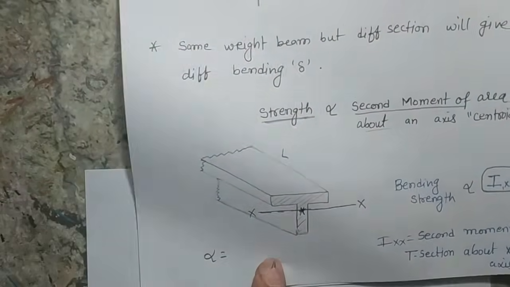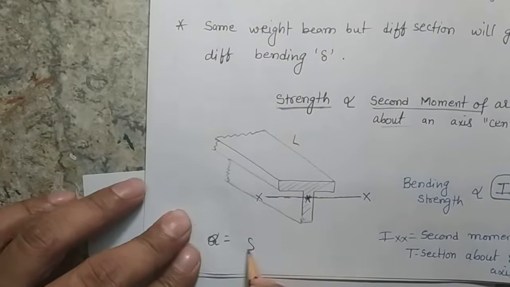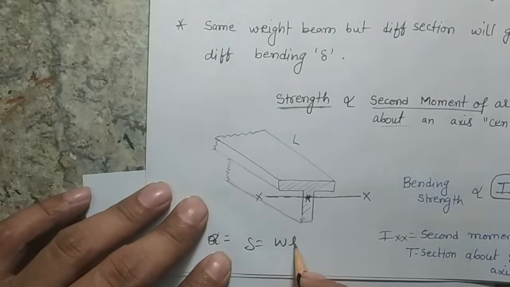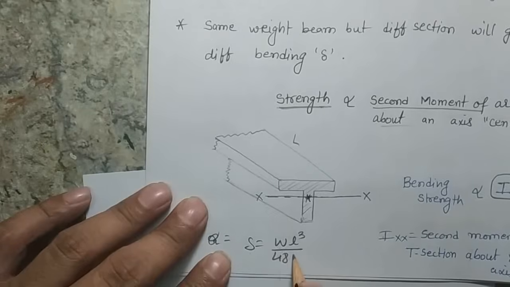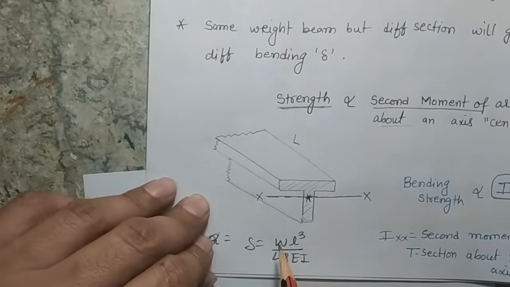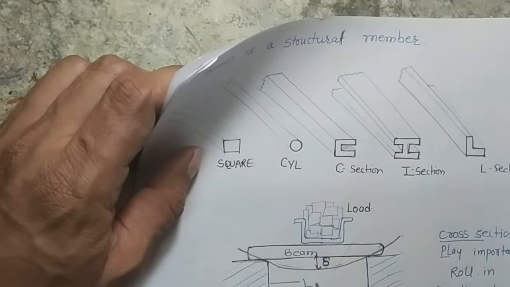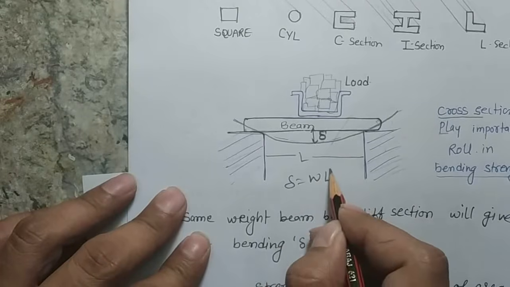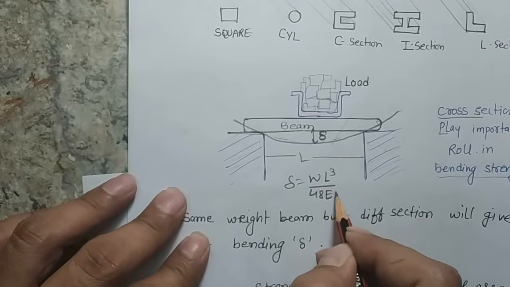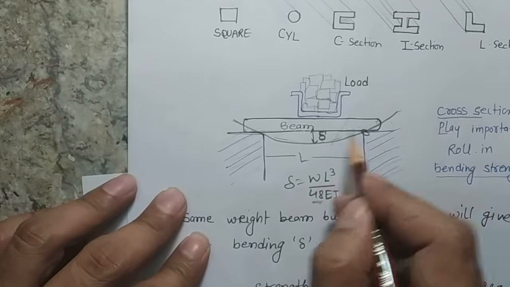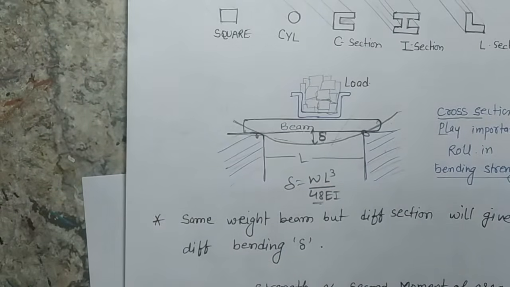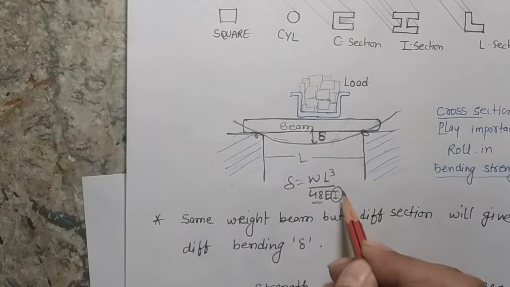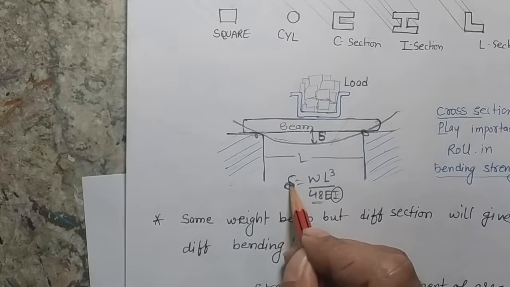I am just giving you a formula, not going into the detail, that del can be calculated by W L cube by 48 EI, where W is the loading and L is the length of the beam. So suppose this is the length of the beam, the deflection of the beam will be W L cube by 48 EI. And why 48? Because this is the case of a simply supported beam. For a different boundary condition the formula changes, but this I here basically gives you the value of del.